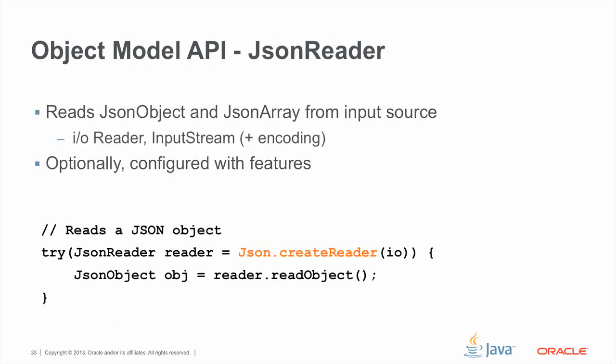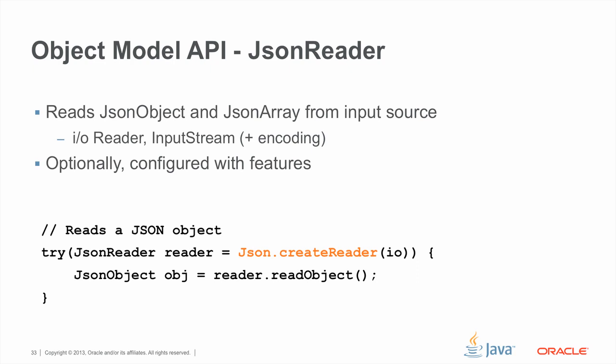So let's go to the other abstraction, which is the JSON reader. For example, the JSON may be there already in an input source. You could use JSON reader to read this JSON object and JSON array from that input source. The input source could be a character stream or a byte stream. And similar to JSON generator and JSON parser, the reader also could be configured with features.